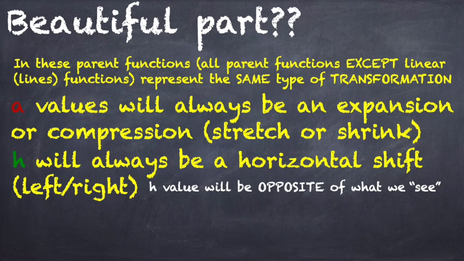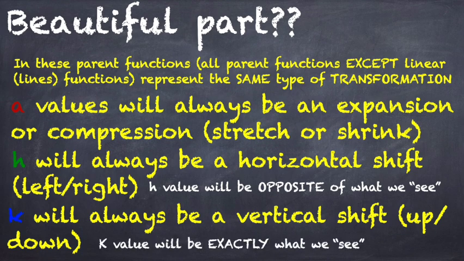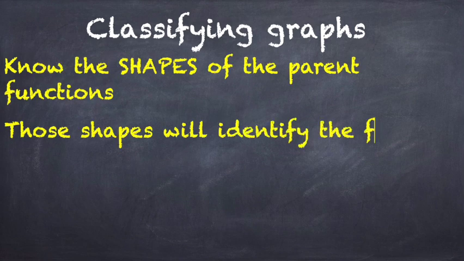Our h value will always be opposite of what we actually see in the equation. Our k value will always be tacked on the back. It's always going to be exactly what we see. And I think that's so cool because I don't have to learn anything new. Okay? Now, we're going to jump into classifying the graphs real quick. Again, we have to know the shapes of the graphs, okay?